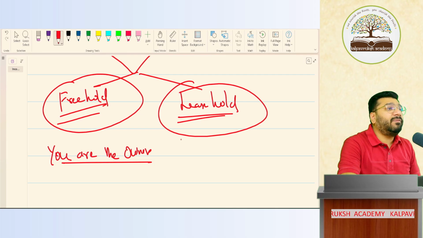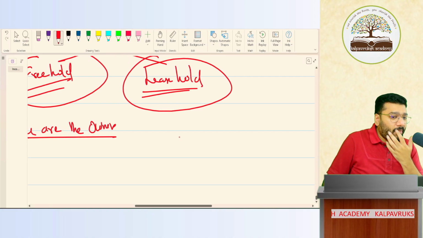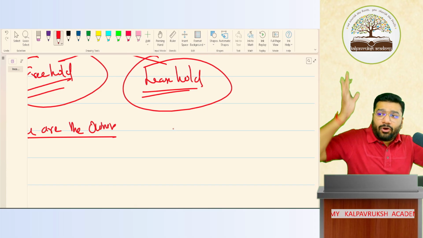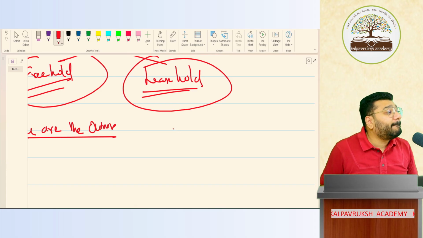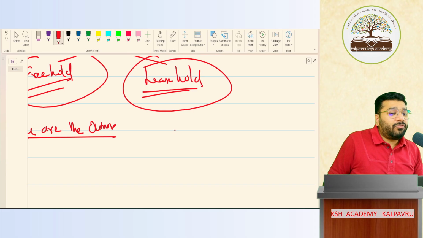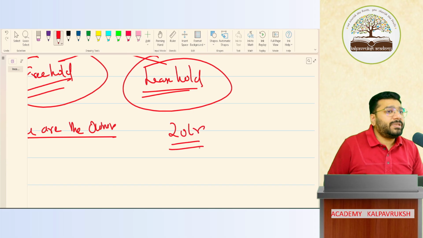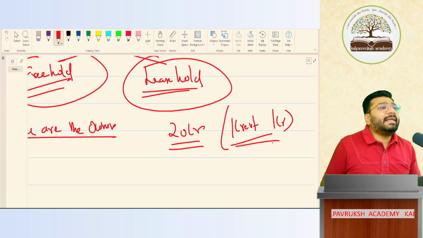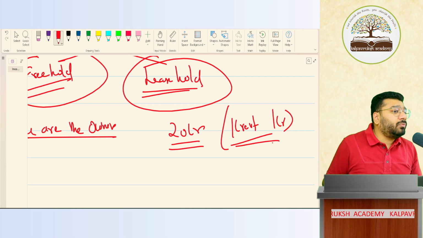Understood? I'll tell you another type of leasehold land. I want to construct a building for my academy. In RS-Puram, if I buy the land, I have to pay around 20 crore rupees, because 1 cent in RS-Puram is 1 crore. To construct a building, I need 20 cents. 20 crore rupees I have to invest.